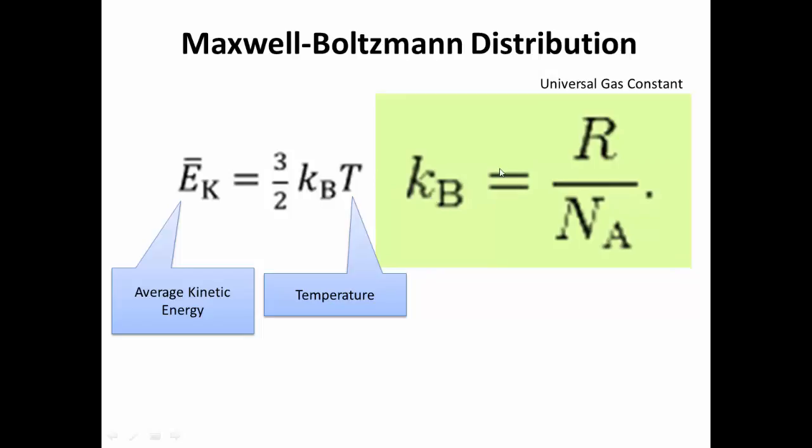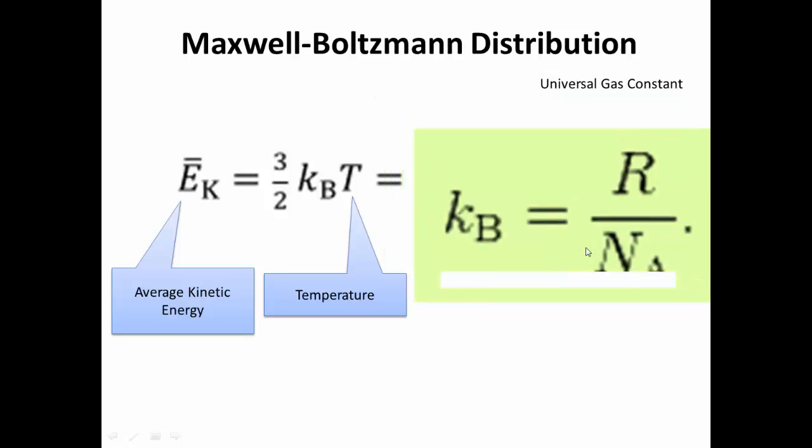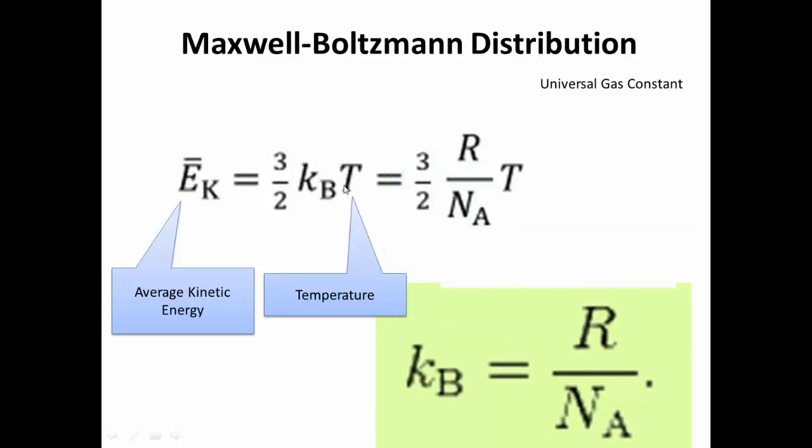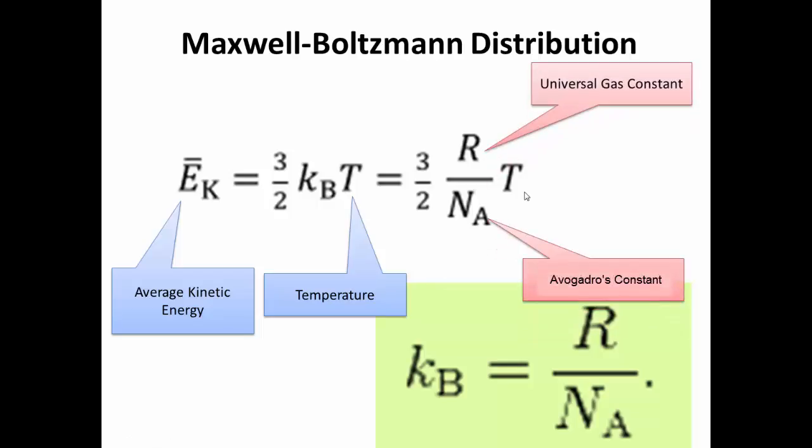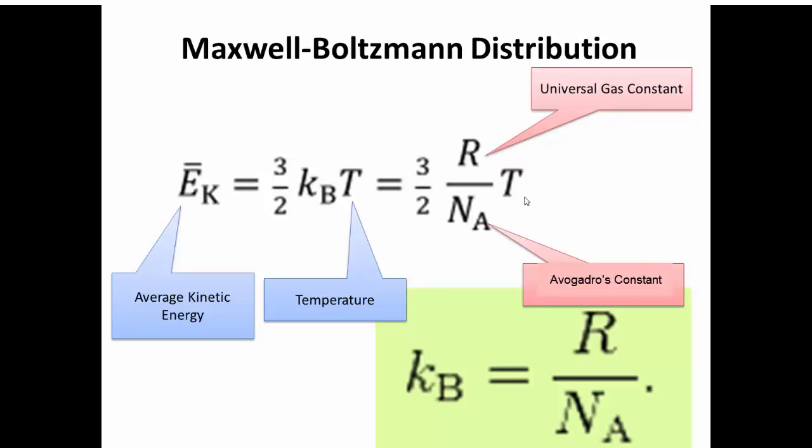The Boltzmann constant is equal to R, the universal gas constant, divided by Avogadro's constant. We can write this as equal to 3 over 2, and instead of k, we substitute R over N times the temperature. So this is the universal gas constant, this is Avogadro's constant, and of course we have temperature there. You might see it in this format, so not necessarily the value k, but you might be given R or N and so on.